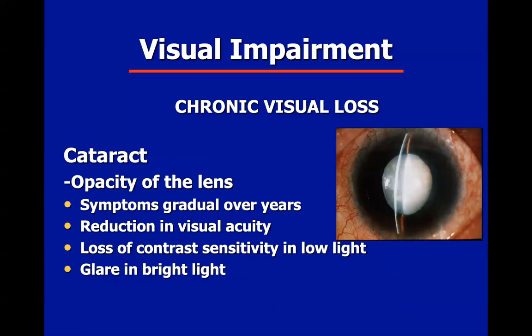Remember, I showed you a very nice lens that was not cataractous. This, unfortunately, is opacity of the lens. The symptoms, again, are gradual, so patients do not really know, because they have two eyes. They might just depend on one eye, and then one day they might cover the good eye and say, oh my God, I have sudden loss of vision. This is not true. It's gradual, and it's a reduction in your visual acuity. Unfortunately, you lose your contrast sensitivity in low light, and there's glare in the bright lights. A lot of the cataract patients will tell you, I cannot drive at night because of the glare.